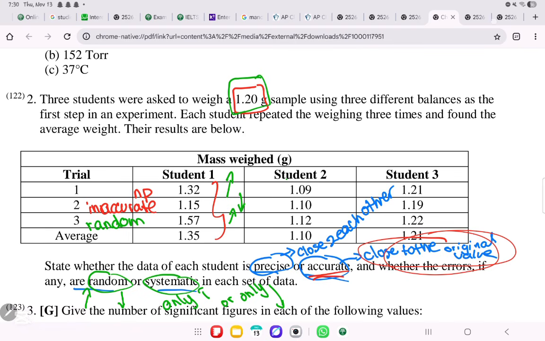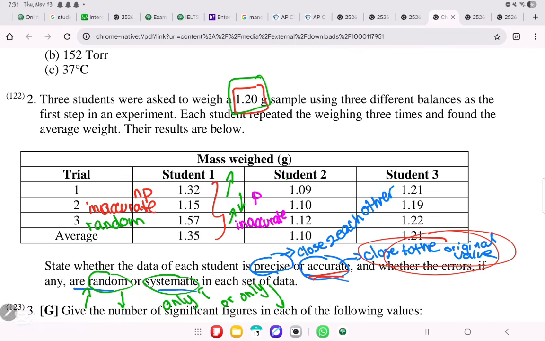So in the next one, I look at it, I see, is this precise or is this accurate, or is this not precise or is this inaccurate? I see that the values are really close to each other, 1.09, 1.10, 1.12. So we can say that they are what? They are precise, P. Now, they are inaccurate because they're very far away from the original value. So I'm going to write here it's inaccurate. Is the error random or systematic?